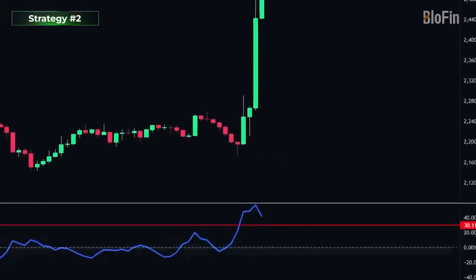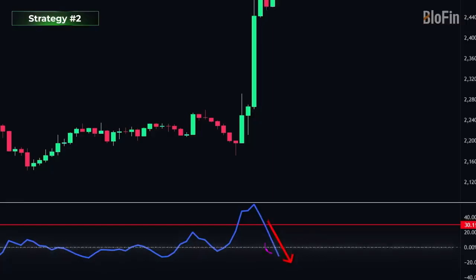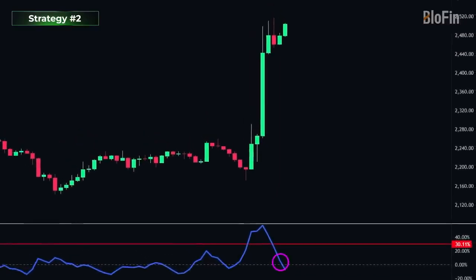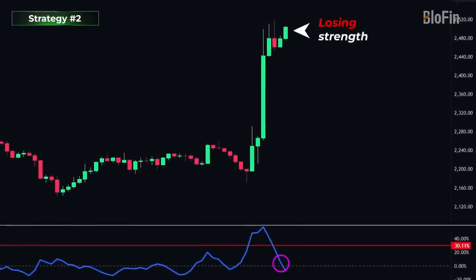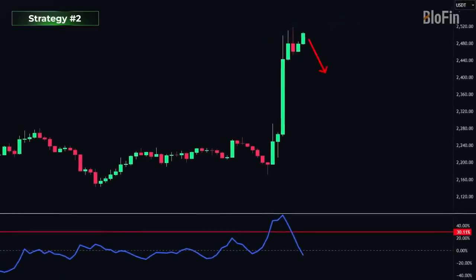After that, we wait for volume to drop below the middle line, like this. This gives us even more confirmation that the uptrend is likely losing strength. And looking at these candles alone, you can already tell that the trend isn't as strong as before. Next, we want to see price forming a reversal while the volume crosses back above the middle line. This confirms that the new downtrend is backed by strong volume.